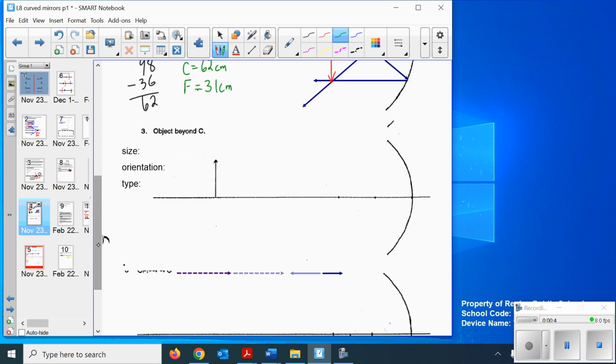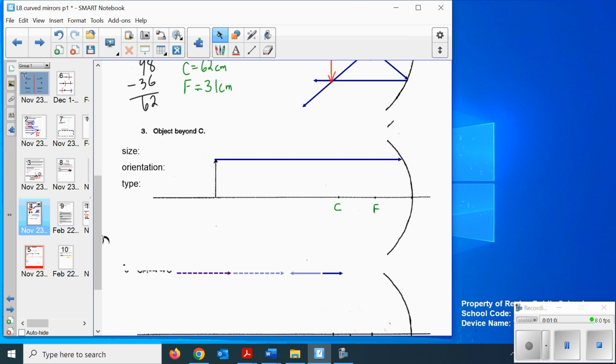Oh, there we are. I'm going to grab myself some solid arrows. So the rules were, this is like the plane, right? Draw something parallel to the principal axis, hits the mirror, right? And I just need to use two rules. Hits the mirror and goes through the focus.